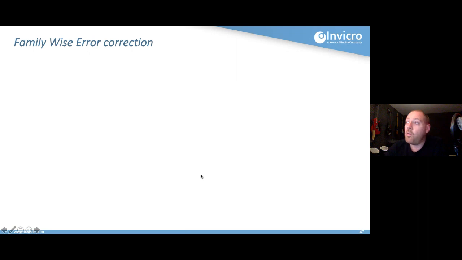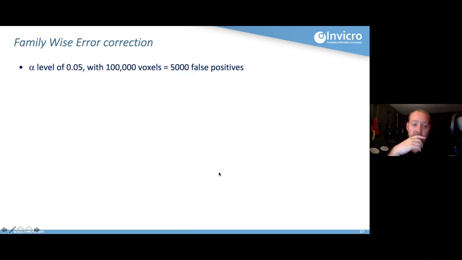The way that we normally correct for that is with what's called a family-wise error correction. So the Bonferroni correction that I'm sure many of you will have heard of is a family-wise error correction. When you have an alpha level of 0.05 and you're doing tests on 100,000 voxels, you expect to get 5,000 voxels which are active, 5,000 being 5% of 100,000, purely by chance, just because of random noise.